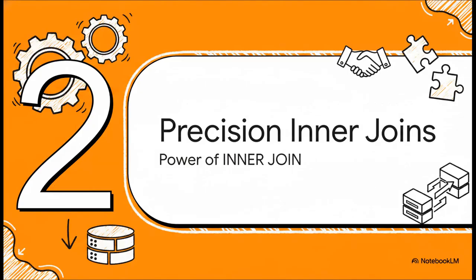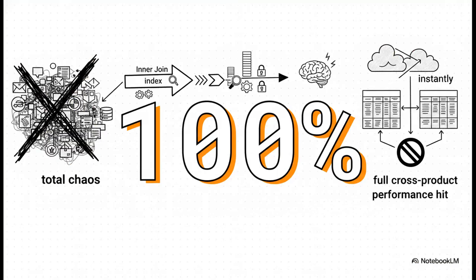To prevent that kind of disaster, let's move to section 2, precision with inner joins, the power of the inner join. Let's build an intentional pairing strategy. By using an inner join, we move from total chaos to exactly 100% accuracy. Why? Because instead of just blindly multiplying tables together, Oracle uses indexes to find distinct, designated matches instantly.